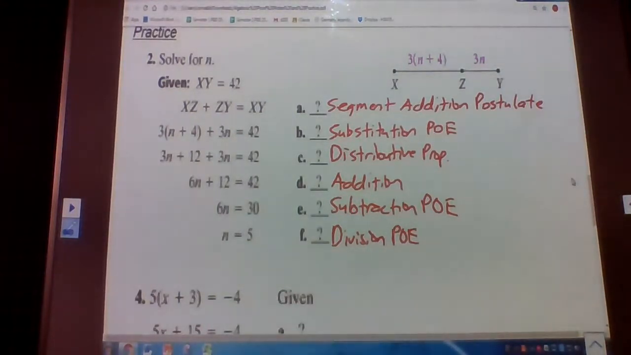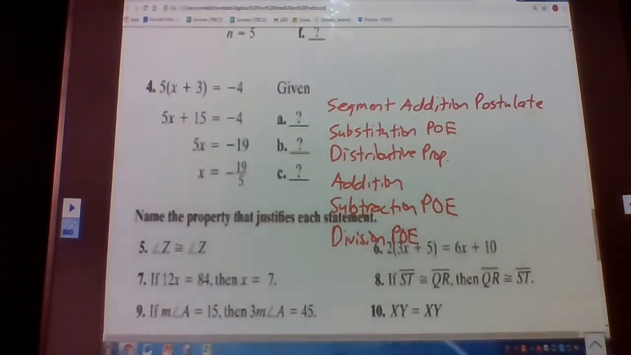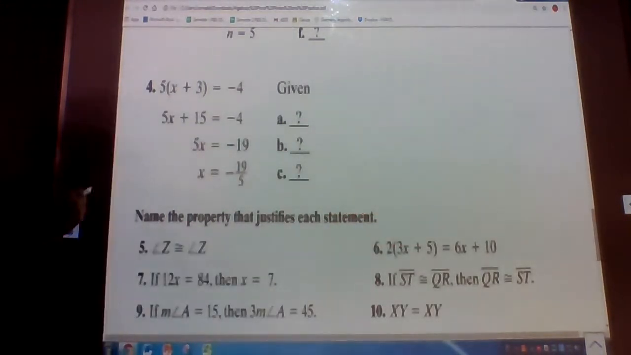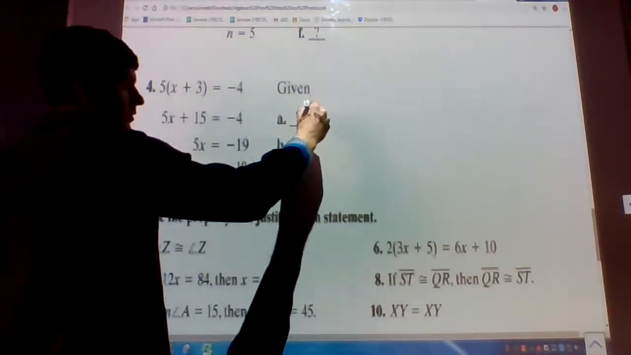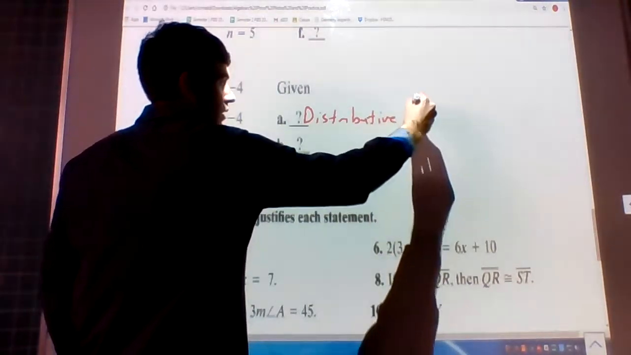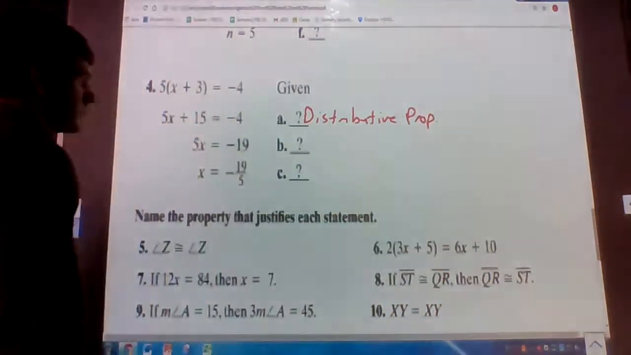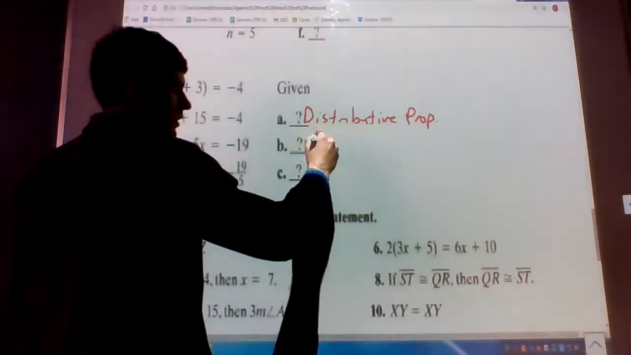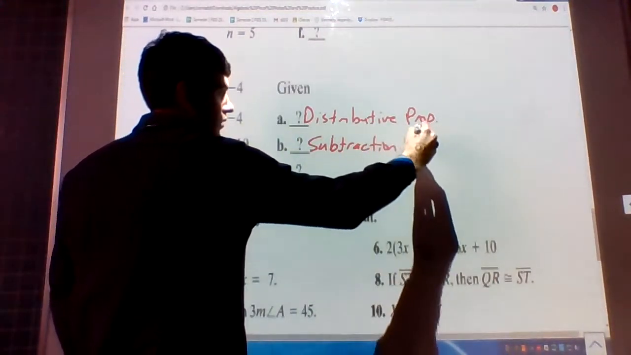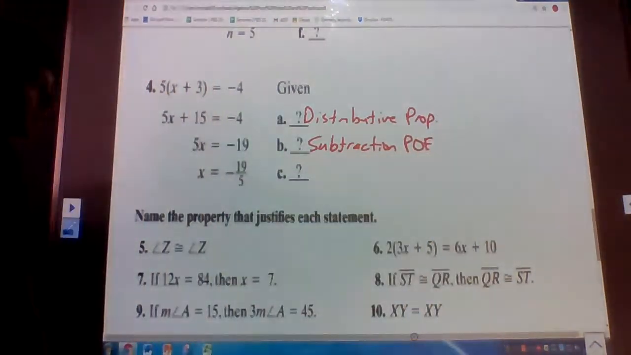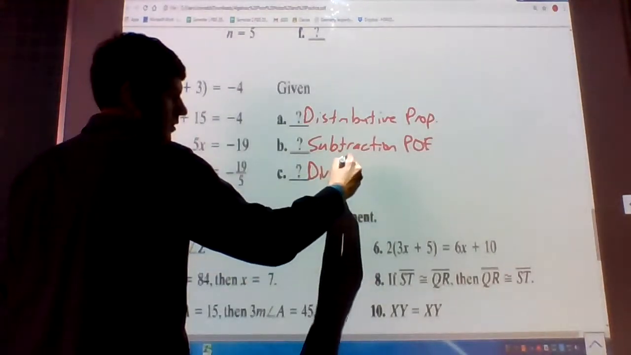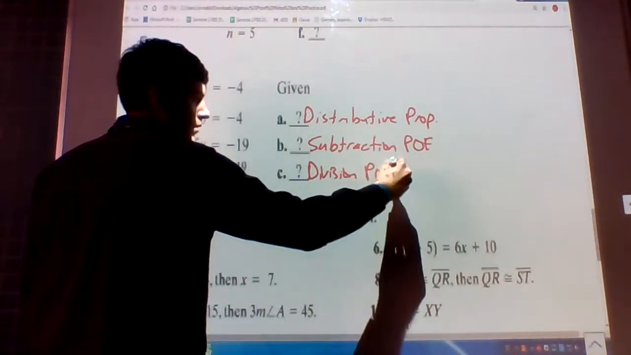Okay, let's look at the next one. So this one is simpler. They were given this. They did the distributive property. Okay, then they subtracted 15 from both sides, so that's the subtraction property of equality. Okay, and then they divided both sides by 5, so that's the division property of equality.